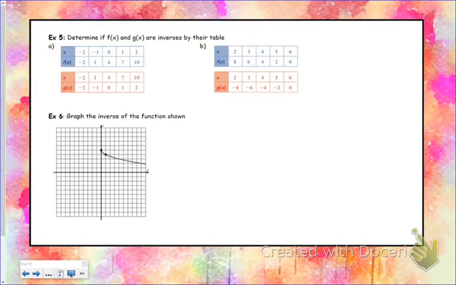So the last thing we're going to look at is just tables and graphs, doing the same thing. Just by looking at the table, we can tell if these functions are inverses. If they are, the x and y's should be flipped, and they are. My x became my y for every single one of those. So on A, that is an example of a table that does represent an inverse. On B, though, if it was an inverse, my new table would be 8, 2, 6, 3, 4, 4, 2, 5, and 0, 6. That is not happening. Instead, it's just making the numbers negative. So that is not an inverse.